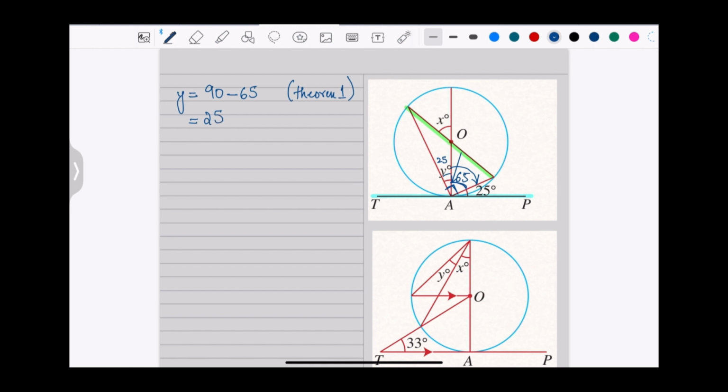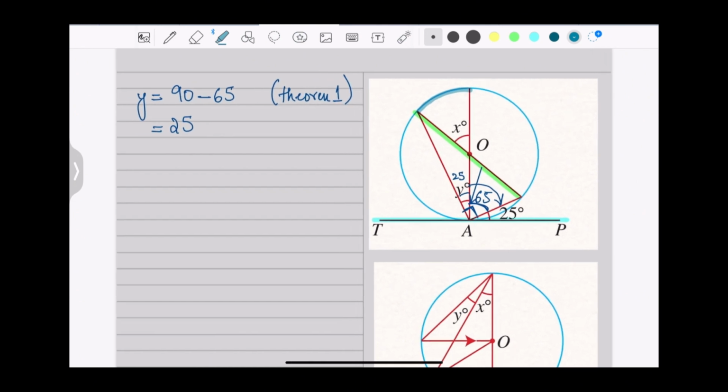Now, looking at this arc, I can see that the angle y is facing this arc, subtended by these 2 points A and B at the circumference, and the same arc, angle x, is facing using the same 2 points at the center. So according to theorem 2, x is going to be 2 times 25, and hence it's going to be 50 using theorem 2.